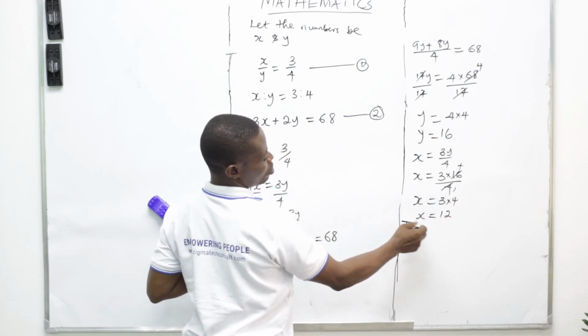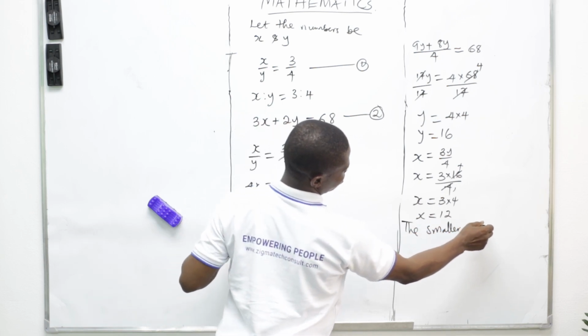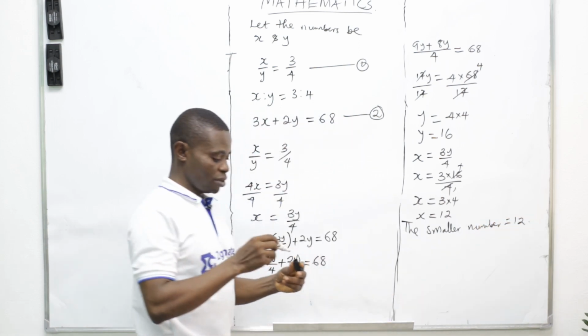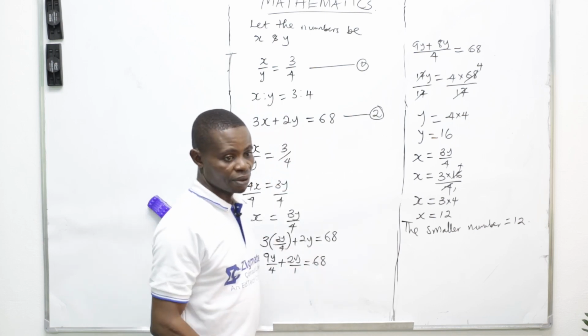The smaller number equals 12. So x is what? 12. That is the smaller number. Okay.